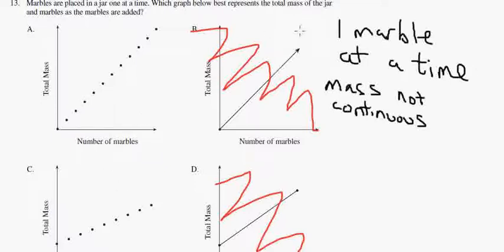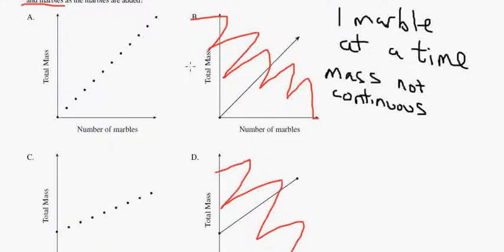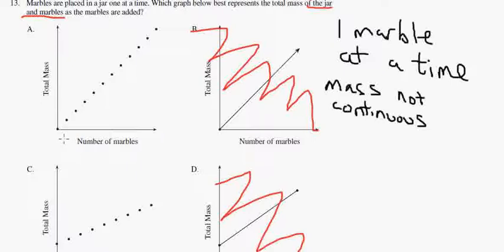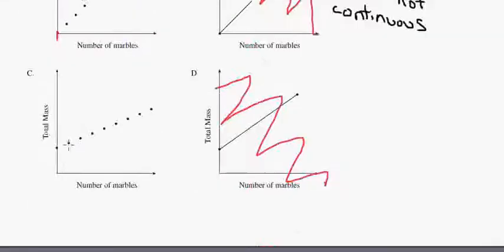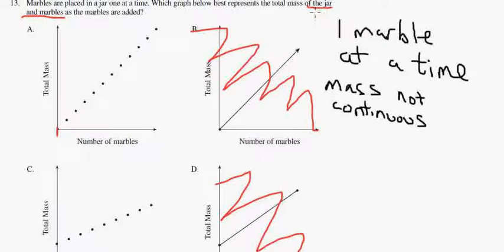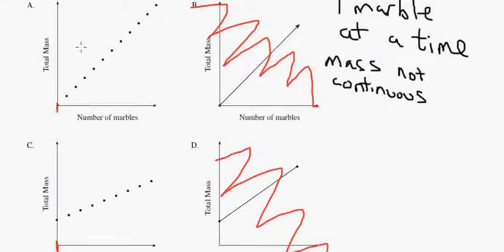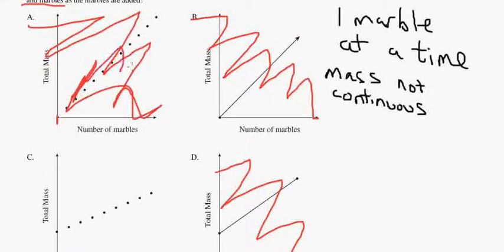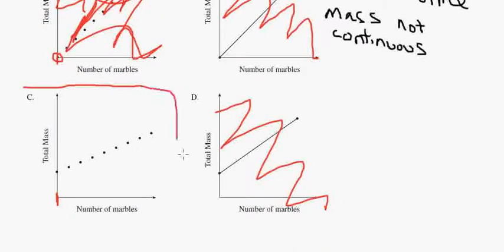Now, the question asks us the total mass of the jar and the marbles. So if there were no marbles, we would still have the mass of the jar, which means that at 0 marbles, on this graph would be here, and on this graph 0 marbles would be here. At 0 marbles, we would still have the mass of the jar. Unless the jar is massless, and I don't know if any of you guys have ever seen a massless jar, the jar would have some mass, which means that the answer cannot be A, because in A, at 0 marbles, we have a mass of 0. So the answer has to be C.